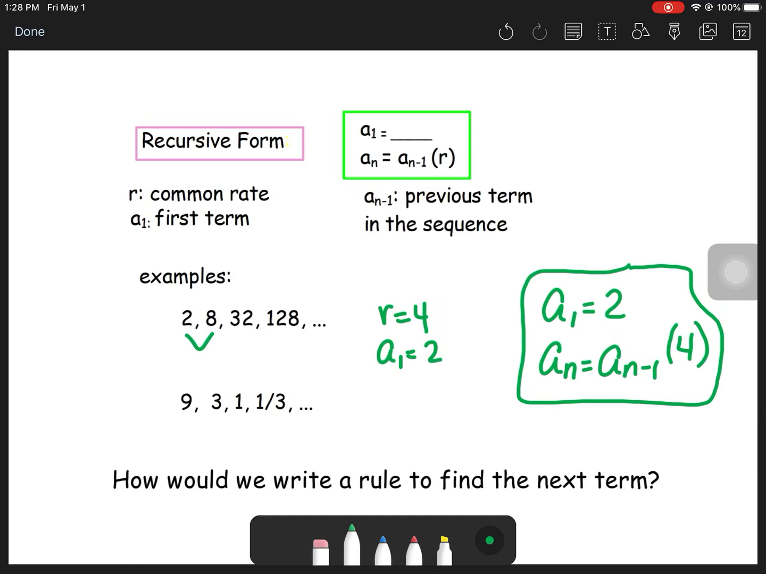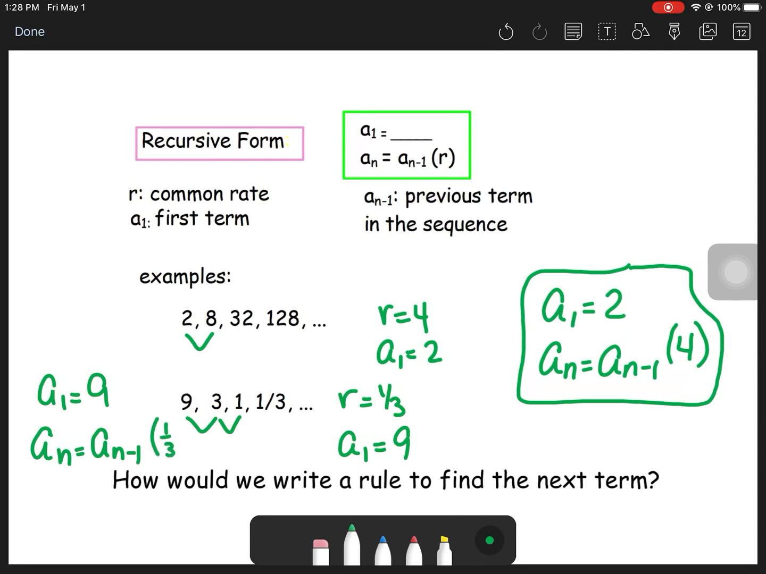Now in the next one, I want to know, how do I get from 9 to 3 or from 3 to 1? Well, I'm not multiplying, I'm dividing by 3, but remember, since we always do multiplication, we say we're multiplying by 1/3, and my first term is 9. So to write the rule that's recursive, it's required. You must always write down the first term. Then our next term is found by taking the previous answer times the rate. So for example, if I wanted to find the second term, it would be very easy. I would put the 9 in times 1/3, and then I would be at my second term, which is 3.